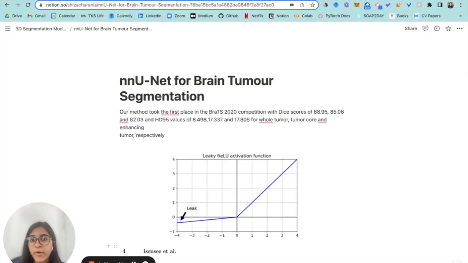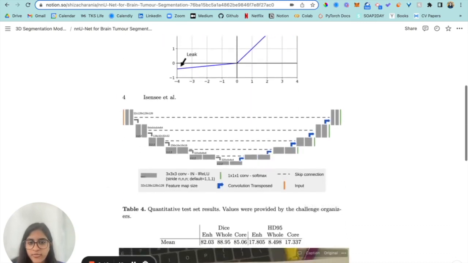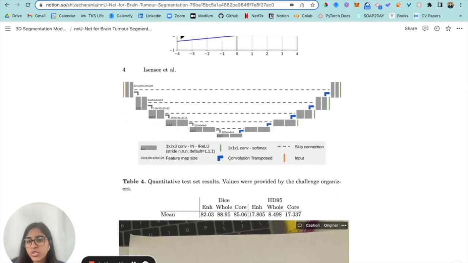The next paper I read was nnU-Net for brain tumor segmentation, and this was done by some workers at NVIDIA, and they got first place in the BRATS 2020 challenge with a dice score of 88.95 for the whole tumor. For the enhancing tumor, they got a dice score of 82.03, and for the tumor core, they got a dice score of 85.06, and so they came first place.